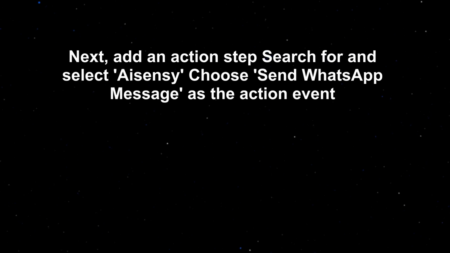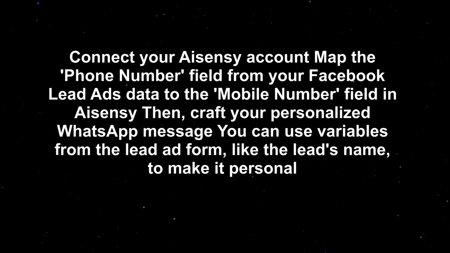Next, at an action step, search for and select Aisensy. Choose Send WhatsApp Message as the action event. Connect your Aisensy account. Map the phone number field from your Facebook lead ads data to the mobile number field in Aisensy. Then, craft your personalized WhatsApp message.